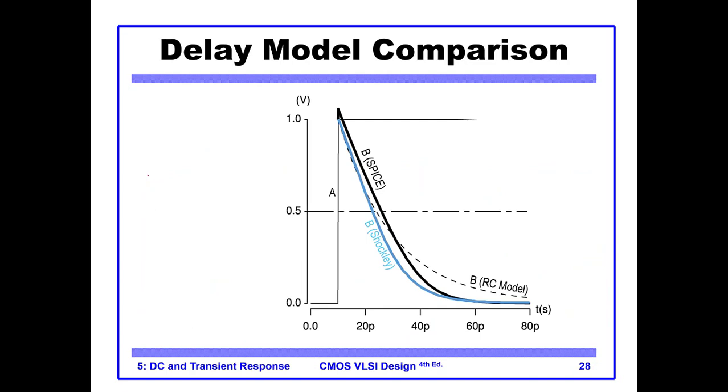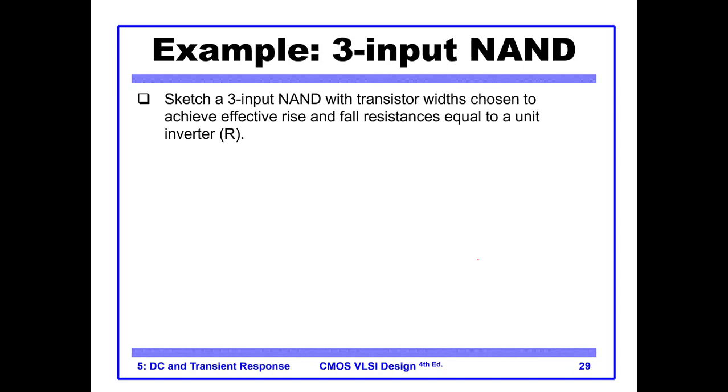So here we have a graph. The green one is the curve for the Shockley model, then we have the SPICE, and then we have the curve for the RC model. The curve for the RC model is not 100% accurate, but it's acceptable. Okay, so let's stop here.